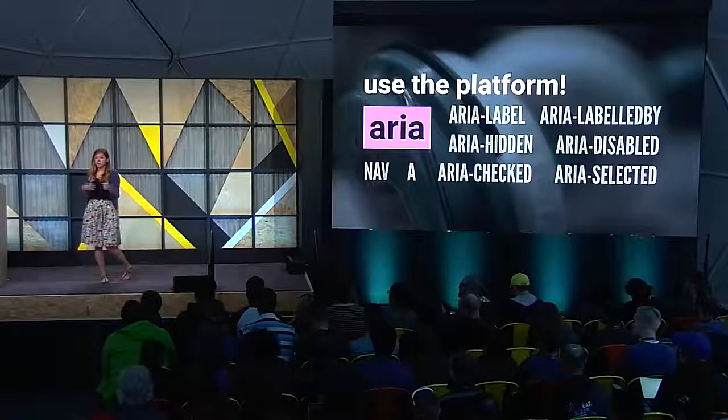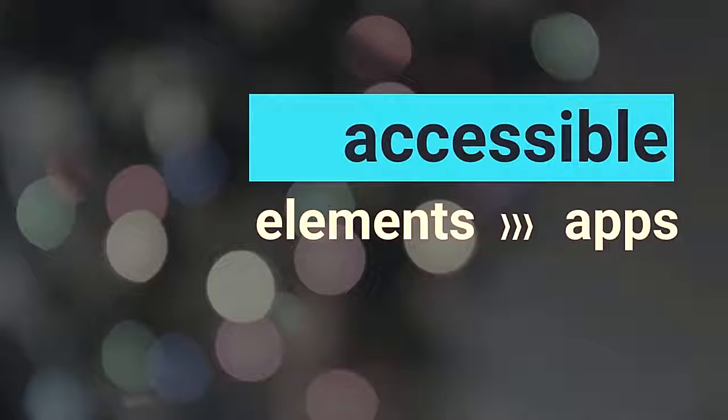So if you want to make the native input more accessible, like say with a label that describes what it's for, ARIA labeled by is there for that. It always adds more information to any element. So this is really important. Please make your elements accessible, because if we're going to make accessible elements, we're going to get accessible apps.